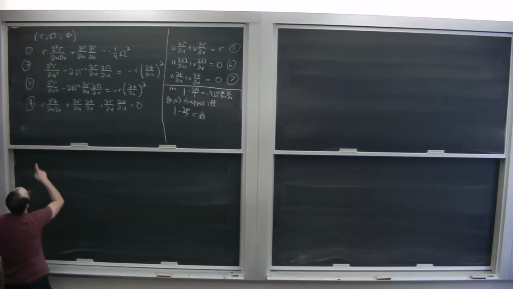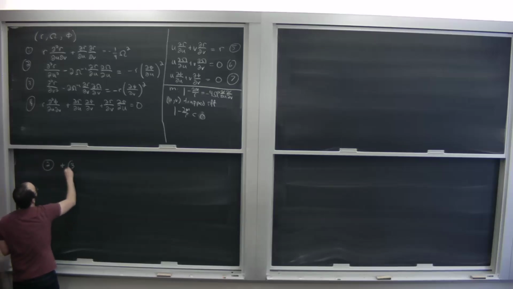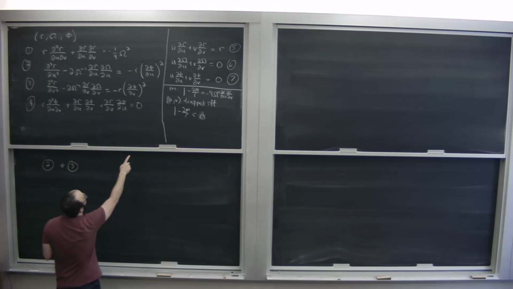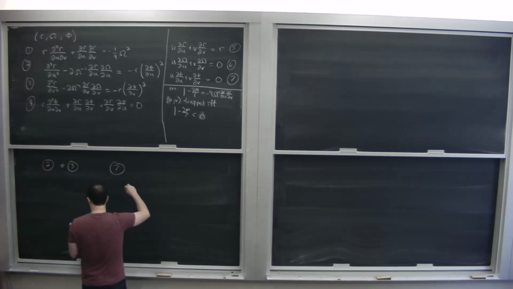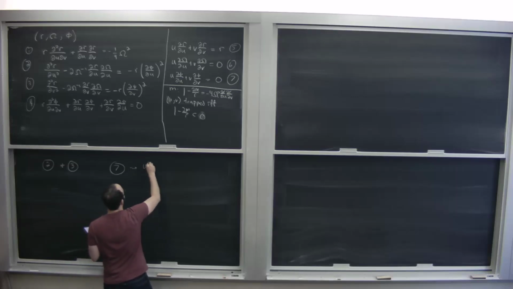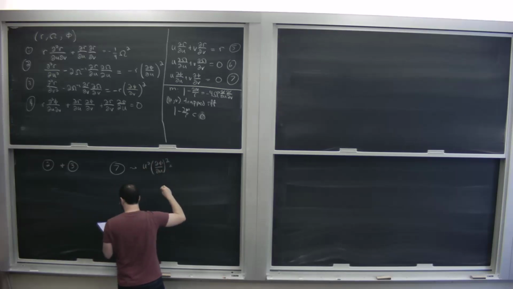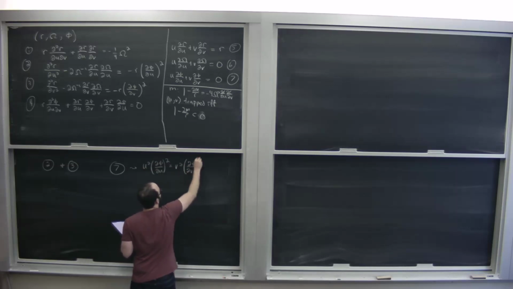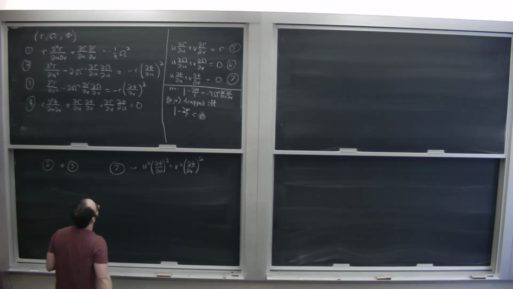So the starting point was we started with 2 and 3. I won't write this out because we did it already. Then we took 2 and 3 and used the scaling relation 7, and from 7 what we used was this, which is a consequence of 7.